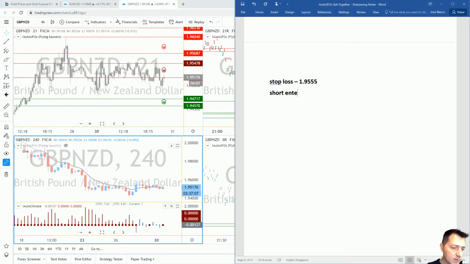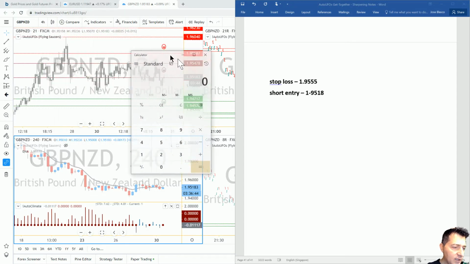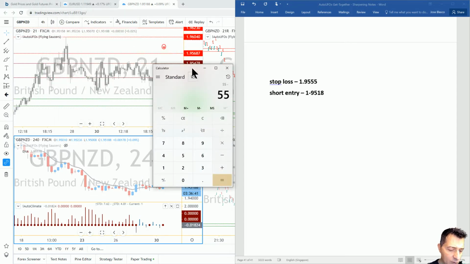Short entry for this currency is actually right now. You can enter with market. But if you were going to enter manually, that would be 195.18. Because it's a sell order, we don't do anything, we just keep that price, 195.18. Now, the difference between 55 and 18, we are talking about 37 pips. So 195.55 minus 195.18, 37 pips.